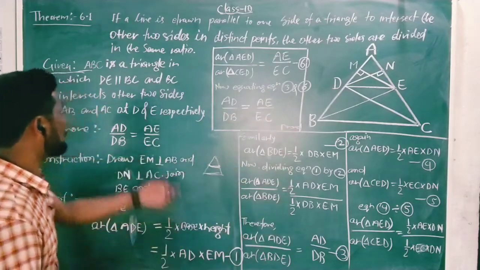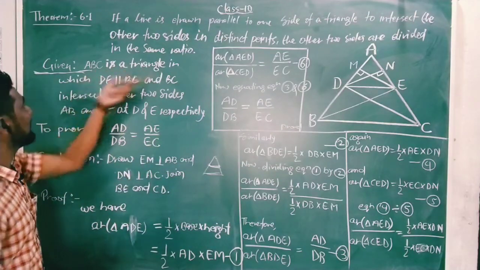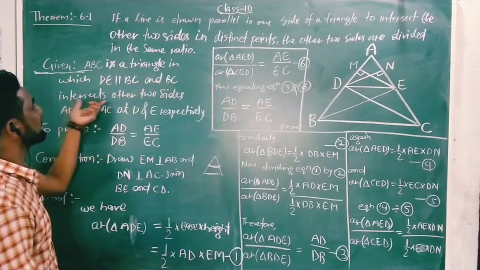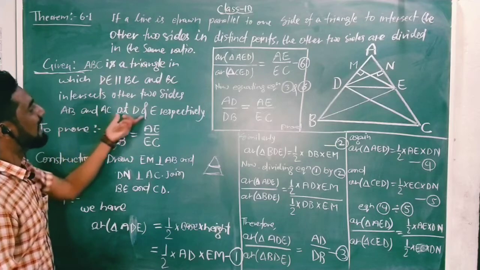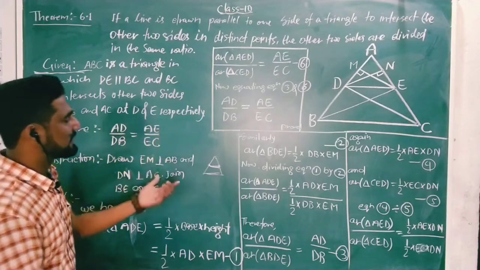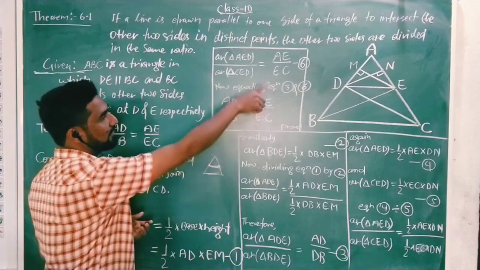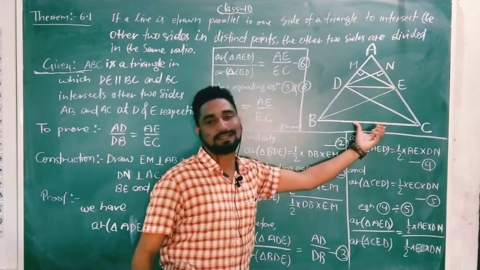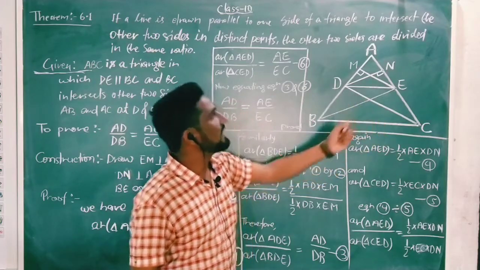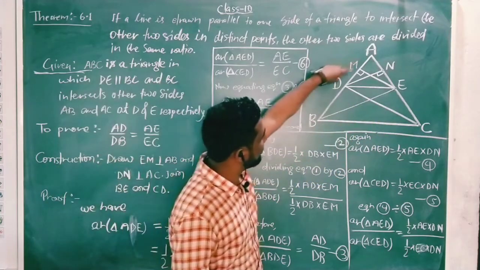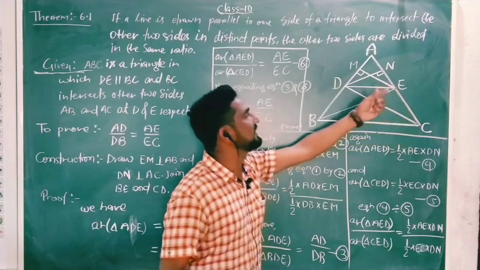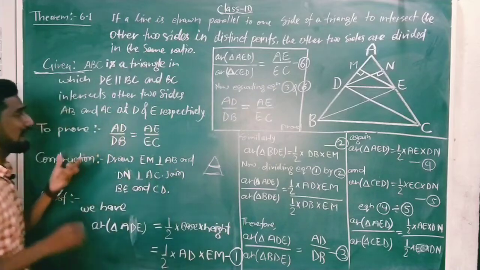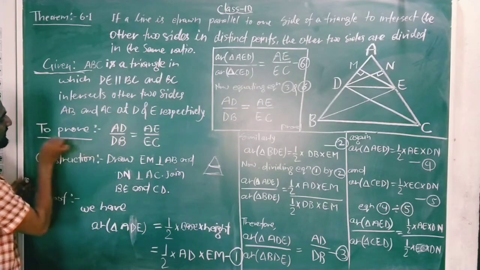ABC is a triangle, so I have written here ABC is a triangle in which DE parallel to BC and DE intersects other two sides AB and AC at D and E respectively. And the same thing I have told you, this triangle we are having ABC, this DE is drawn here parallel to BC, it's given here. And you see this AB side and this AC side, it is intersected by D here and it is intersected by E here, so it is given. I have written. Now after that the next step, that is to prove.